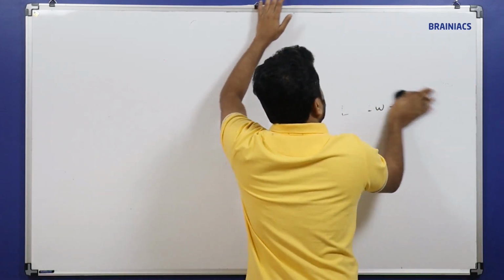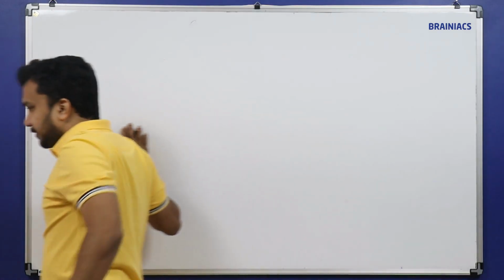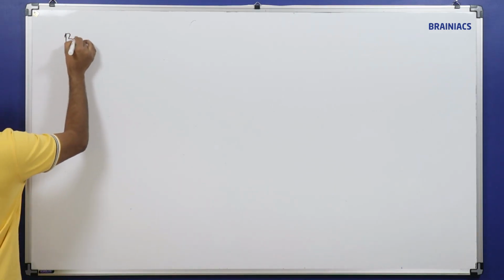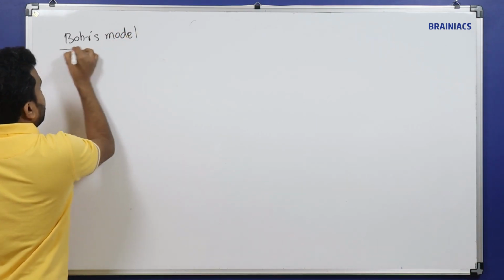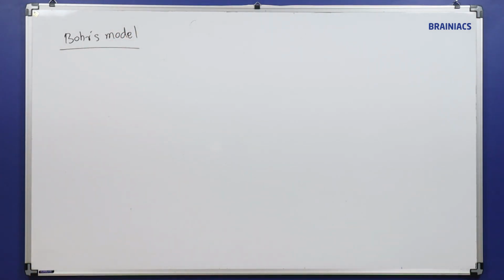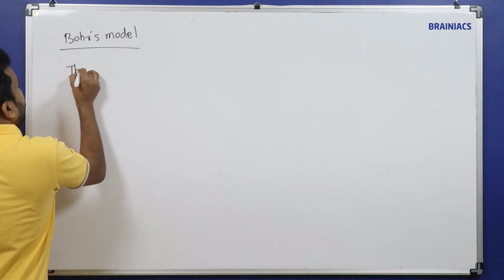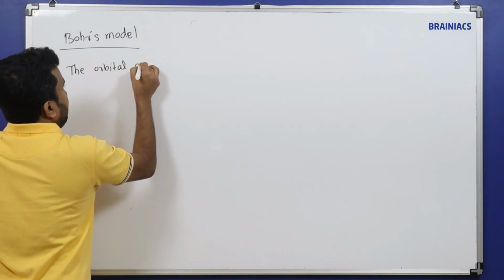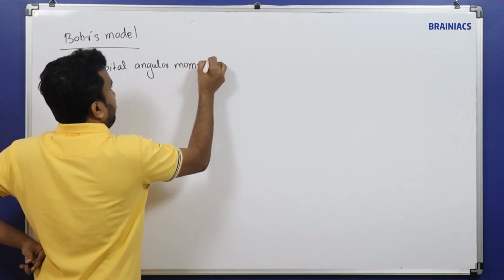we will learn a topic called Bohr's model. What is Bohr's model talking about? You can write the heading Bohr's model. What is this Bohr's model speaking about? The orbital angular momentum of an electron. The scientist Bohr told about the orbital angular momentum.